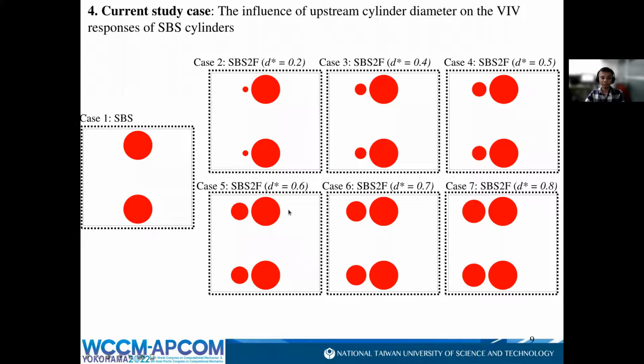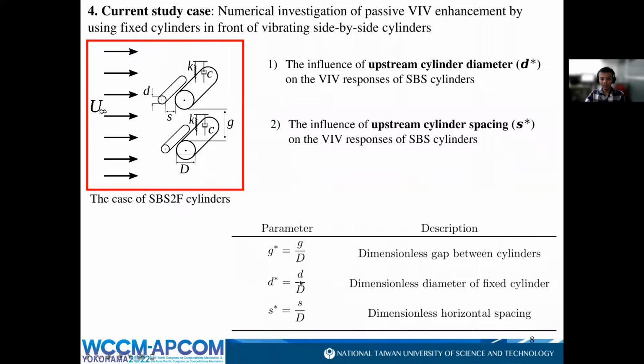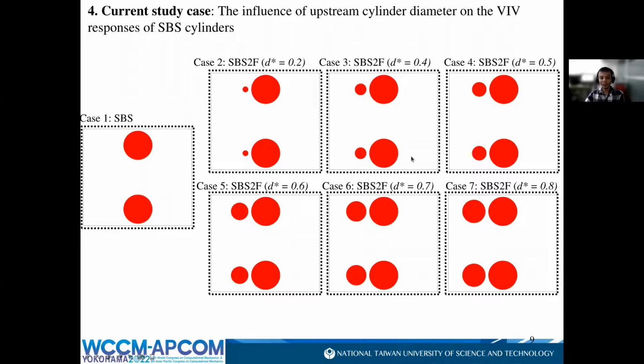This is our first investigation, the influence of upstream cylinder diameter on the VIV response of tandem cylinders. Here we use 6 different upstream cylinder diameters with the same cylinder spacing, or the same S star. Here D star equals 0.2 up to D star equals 0.8. D star means the diameter ratio and S star means the spacing ratio. For this case, we use a constant spacing ratio equal to 0.1.